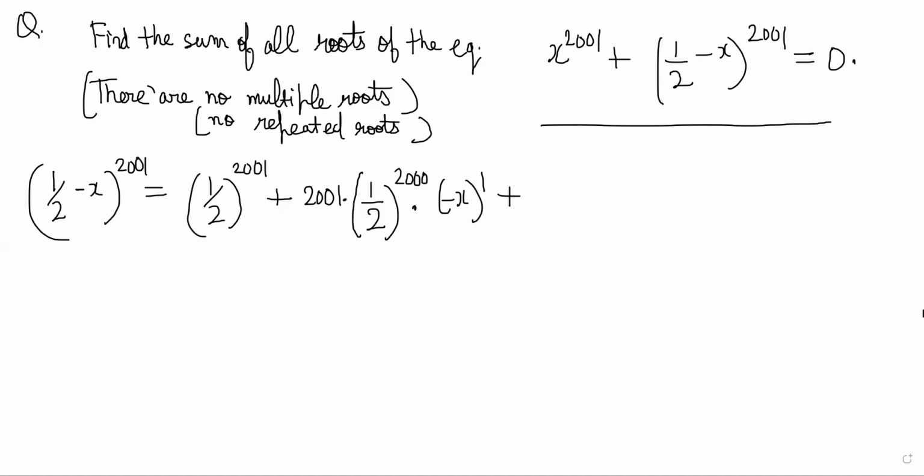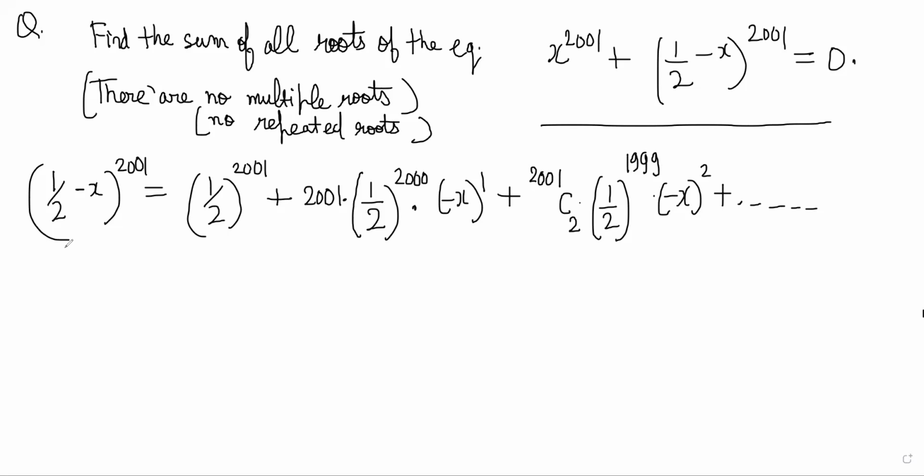Yeah, so someone is getting 1000 or 500. What is happening? I think the answer is 500, sir. We will get, next term will be 2001C2 (1/2)^1999 (-x)^2 and so on, right?